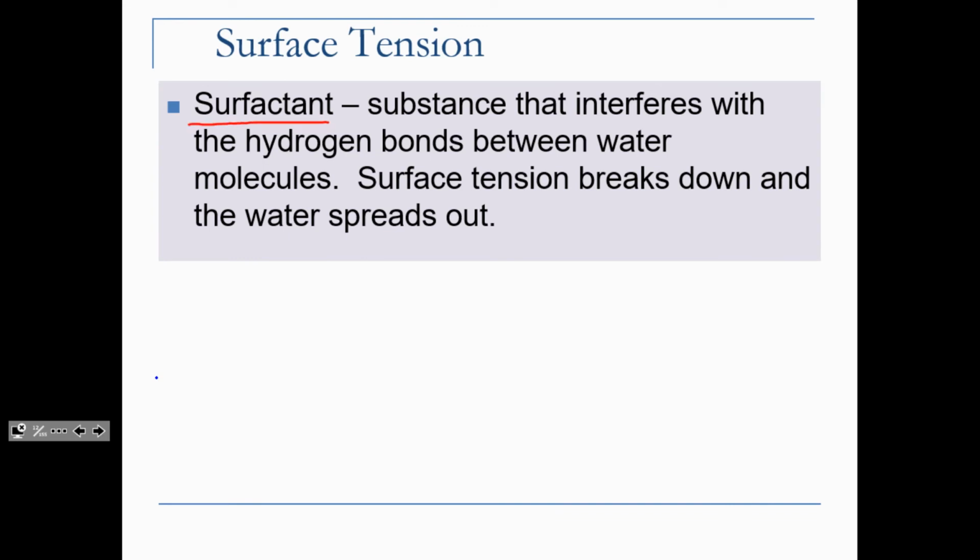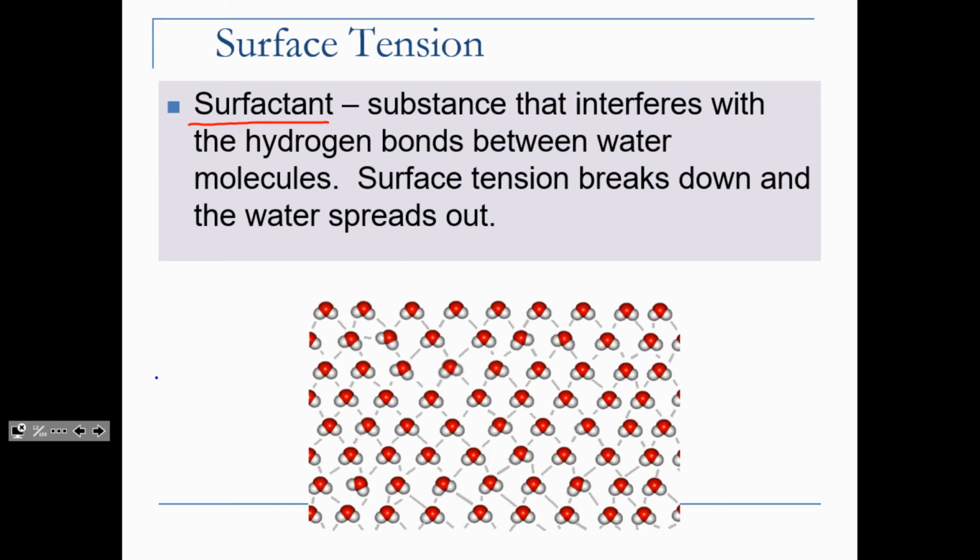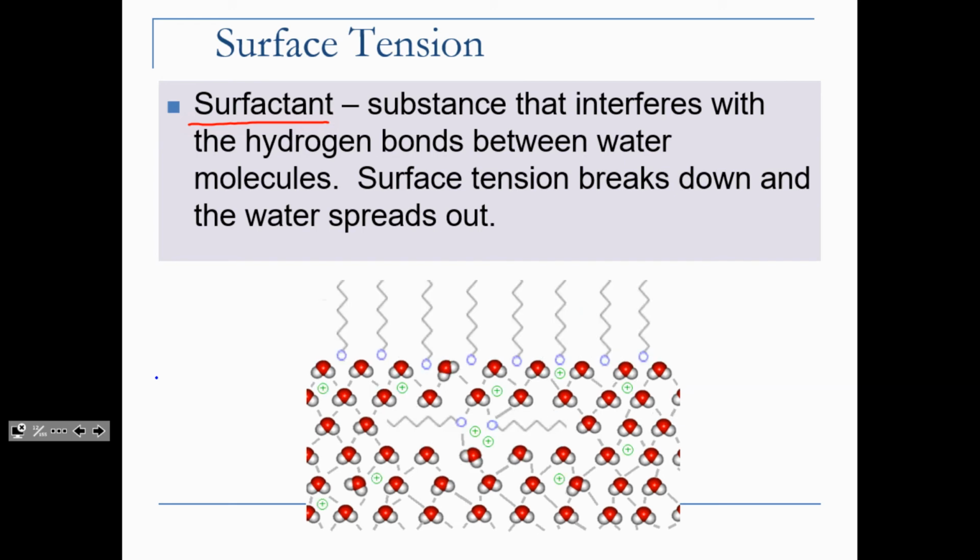A substance called a surfactant is something that interferes with the hydrogen bonds between water molecules. And because there's interference there, the surface tension breaks down and the water spreads out. So here's a picture of water molecules all together. They have hydrogen bonds all over the place, but when a surfactant gets in there, you'll see that these surfactants disrupt the hydrogen bonds, and it breaks down the surface tension.